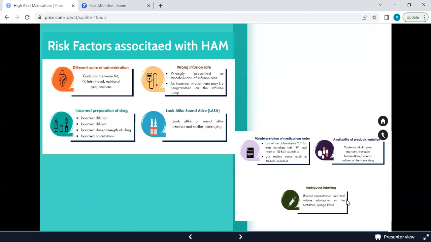The second thing is that when these medications are used as infusions, there is a high possibility of error while calculating, for example, the infusion rate. And then also when you are preparing medications, are you choosing the correct diluent? Are you using the correct dose or strength of the drug, and so on?